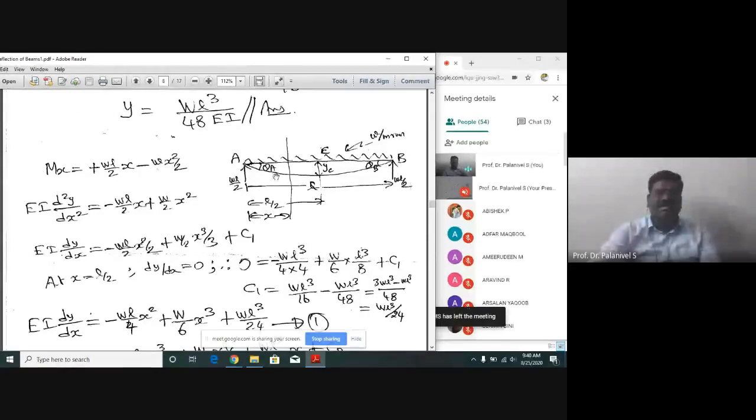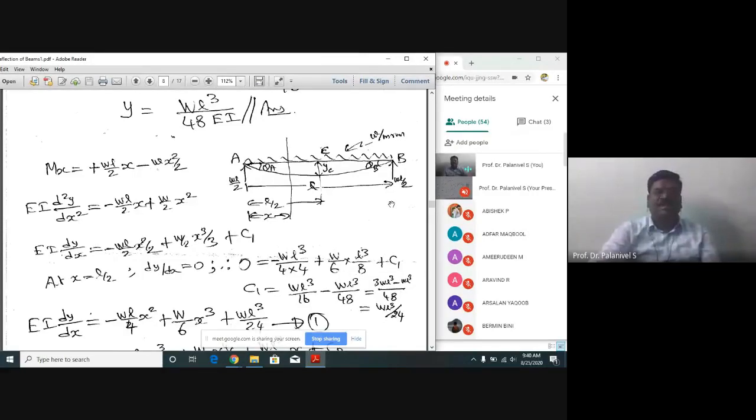Due to symmetry, we easily get the support reaction without taking moment about some point and all such business. Straight away, we get the support reaction because the beam is symmetrically loaded. Also, half load comes to each support. The total load is W into L, half of it is WL by 2, WL by 2 is the support reaction.